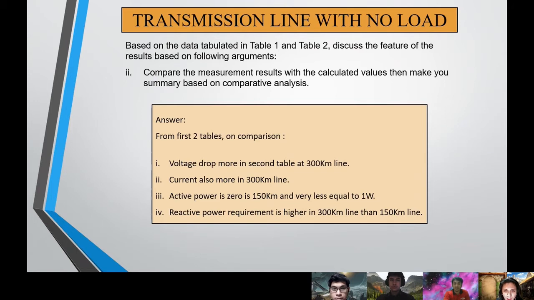So number 2, compare the measurement results with the calculated values, then make a summary based on comparative analysis. So the answer is, from the first two tables: number 1, voltage drop is more in the second table, which is the 300 km line. Number 2, current is also more in the 300 km line. And the third one, active power is very less, equal to 1 watt. And the last one is reactive power requirement is higher in the 300 km line compared to the 150 km line.